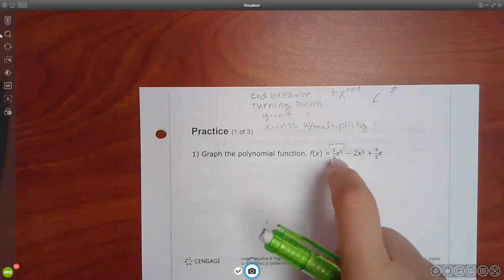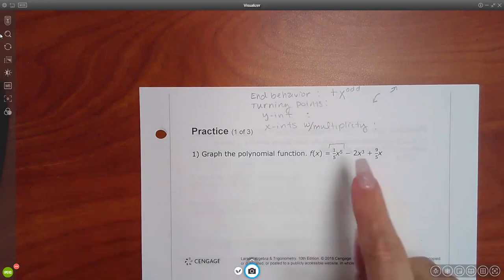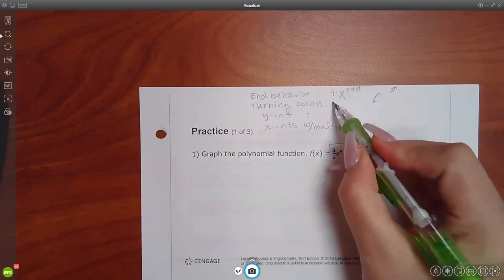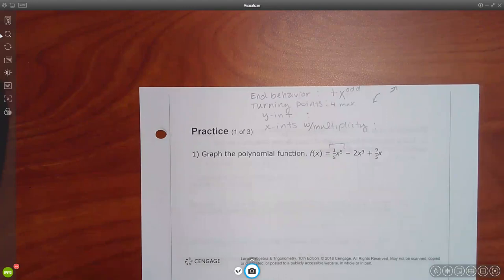Still looking at that guy, what is the maximum number of turning points that I can have? Or you take away one, right? So it could have 4 turning points max. It could have less than that, but no more than 4, okay? And I won't know how many I have until I finish the rest of the process.